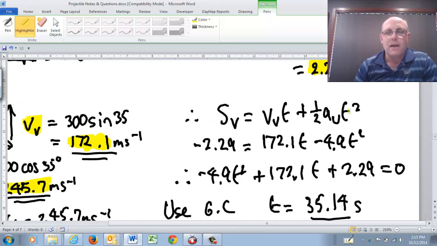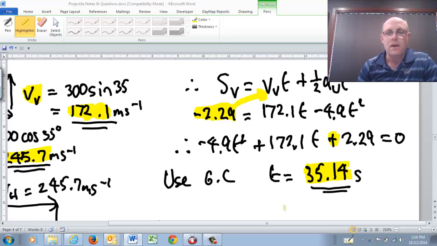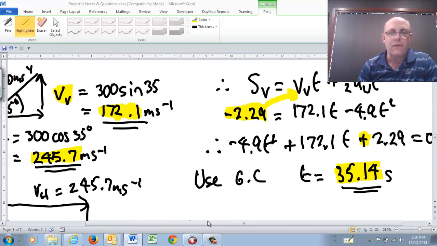Now, to work out the time of flight, we know that its displacement from where it's launched to where it hits the ground is going to be negative 2.29 meters. We know the vertical velocity is 172.1, and we know half of gravity is negative 4.9. When we rearrange this, that goes across to the other side and becomes plus, so you see there it becomes plus 2.29. We solve that using our graphics calculator, and we get an answer of 35.14 seconds. So that's the first part of the question, where we found the time of flight.